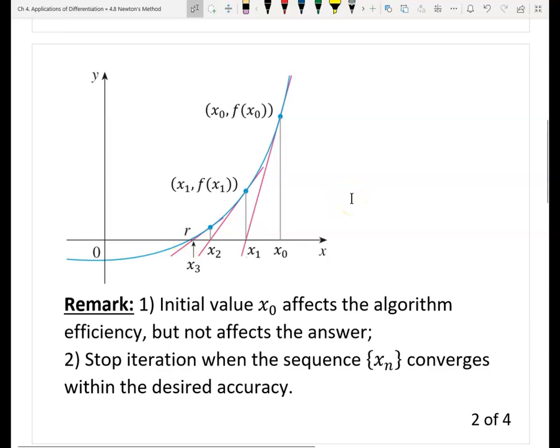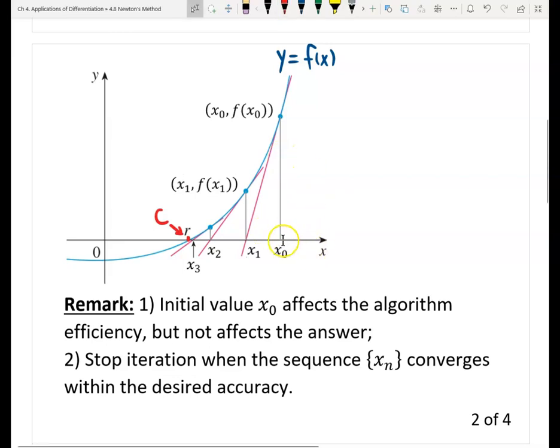If this green curve is the function y equals f(x), where is the root of the function? We know it is here. This point is c. That's the one we need to find. And how do we find this root c? We do this.